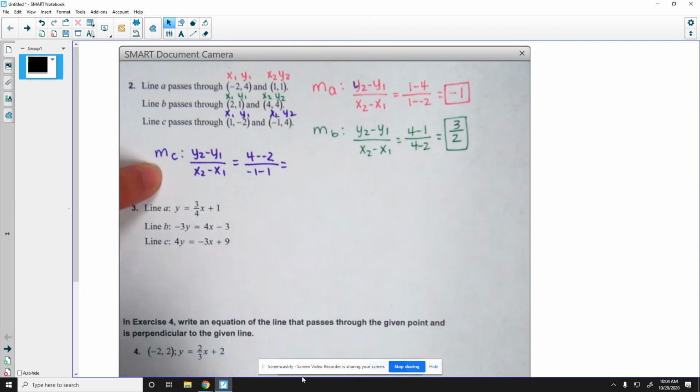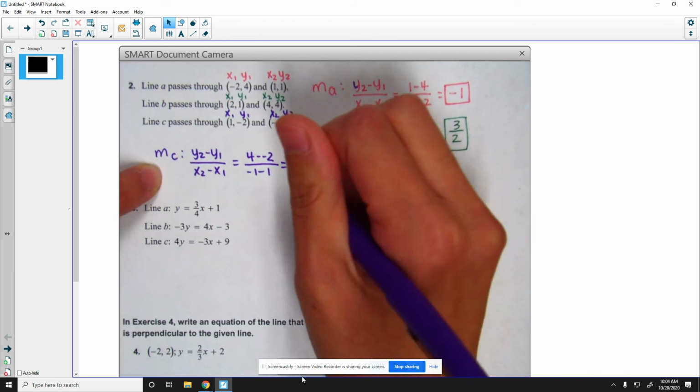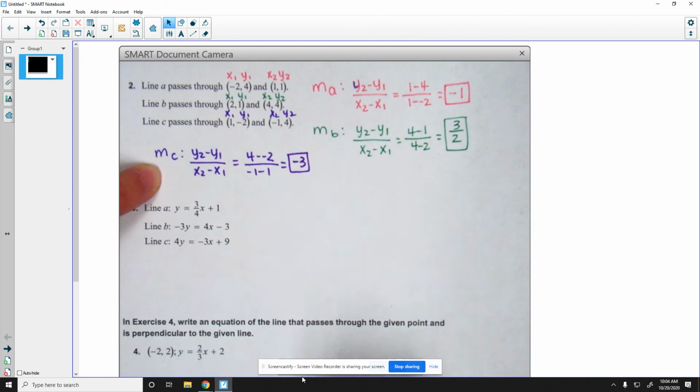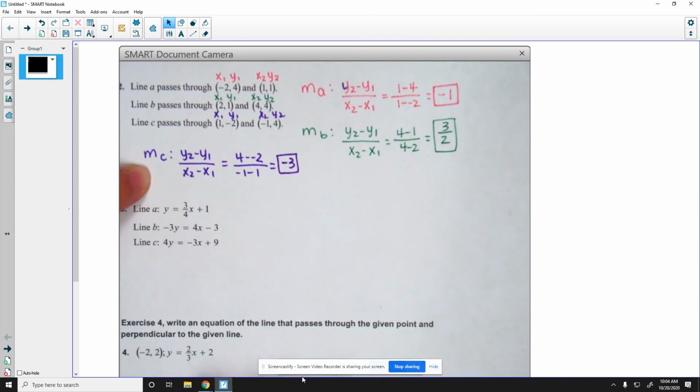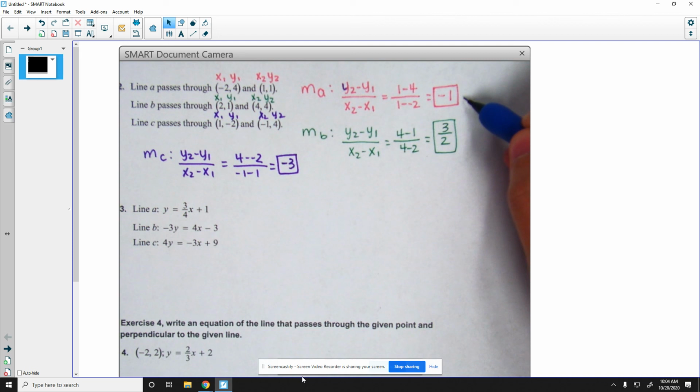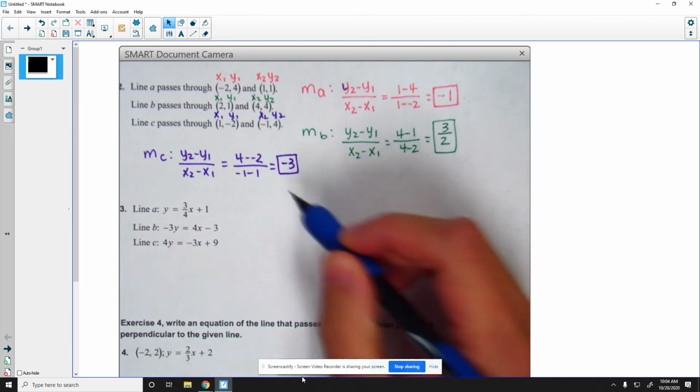All right, someone in person. Did anyone do letter C? Sienna? -3. I got that as well. So if you didn't do letter C, copy it down right now. So the point is you find the slope, you find the slope, you find the slope, then you can make your determination. So here are your numbers: -1, 3/2, -3.